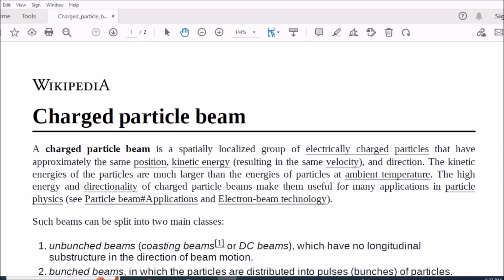A charged particle beam is a spatially localized group of electrically charged particles that have approximately the same position, kinetic energy, resulting in the same velocity and direction. The kinetic energies of the particles are much larger than the energies of particles at ambient temperature. The high energy and directionality of charged particle beams make them useful for many applications in particle physics. See particle beam applications and electron beam technology.